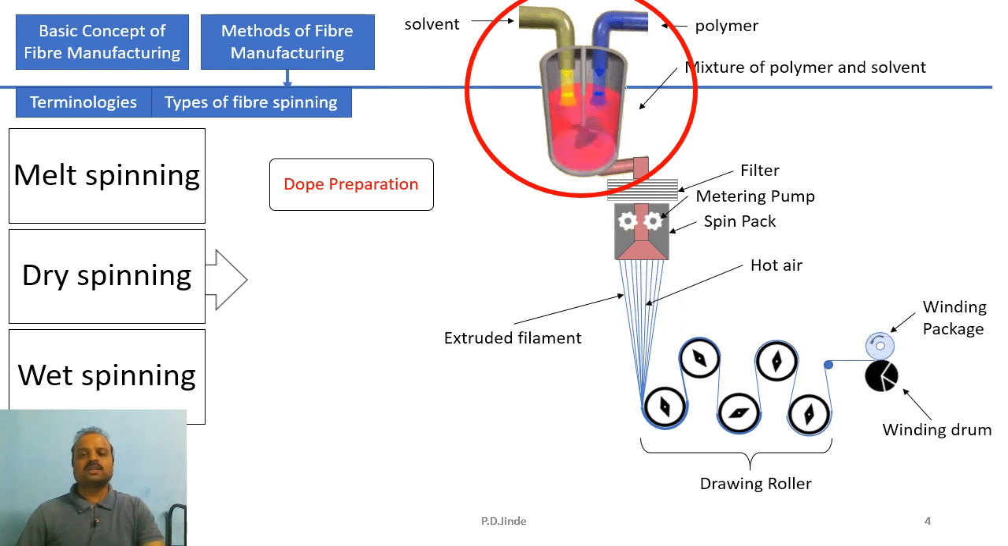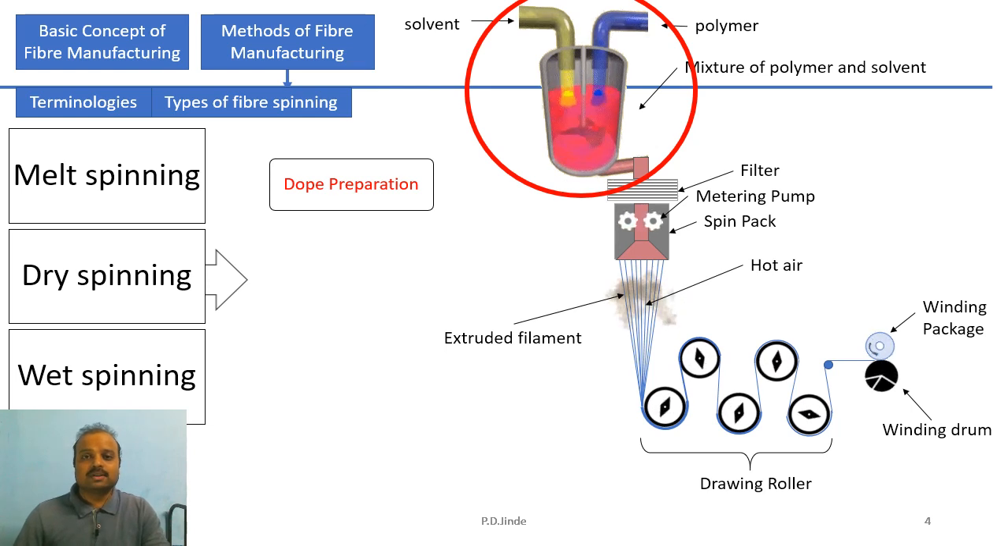The first stage is called dope preparation. Here, as we all know, the polymer cannot be melted with the help of heat, and that's why it needs to be converted into a solution. So how could it be created? The polymer is first dissolved, or you can say solubilized, into a solvent, like sugar is dissolved into water. Similarly, polymer is dissolved into a certain solvent and a viscous liquid is created.